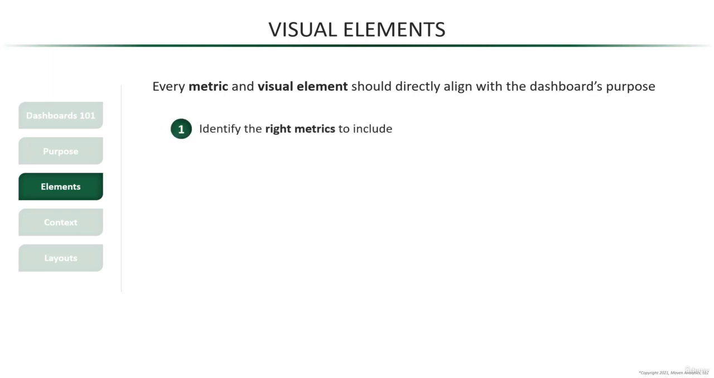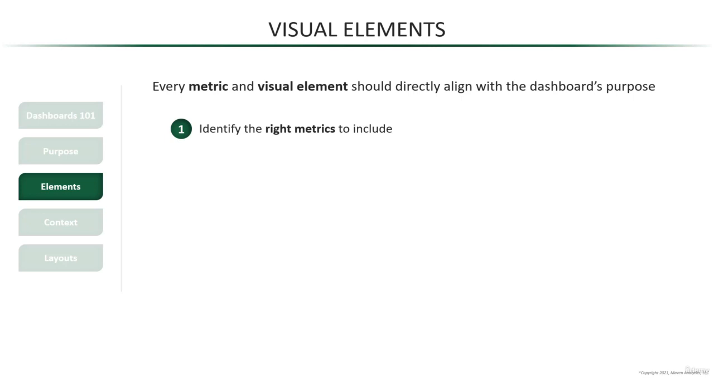So step 1, you need to identify the right metrics to include. I guarantee that there will come a time when you are just tempted to include everything. I mean, if you just show all the data, then they can just find what they were looking for, right? But not quite, because every metric that you include adds noise. So the more metrics that you have, the less your end user will understand them all.